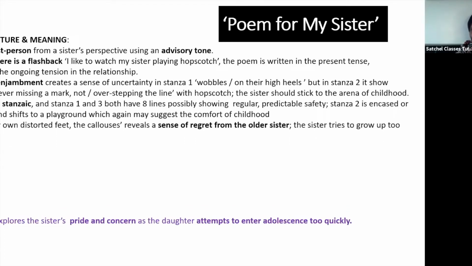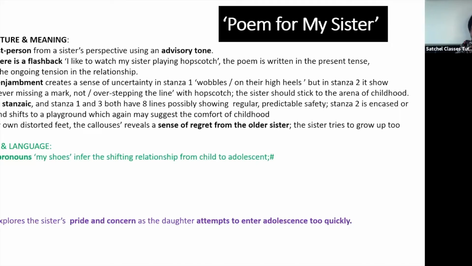Like the other poem, caesura is used. It says, "my own distorted feet, the calluses." This reveals a sense of regret from the older sister. She's obviously made some bad choices. She doesn't want to see the sister in her own shoes. She doesn't want the sister to experience the hardness of the skin and the distortion. She's gone the wrong way and she's had to pay for it. She's suffered because she's taken the wrong steps in life.